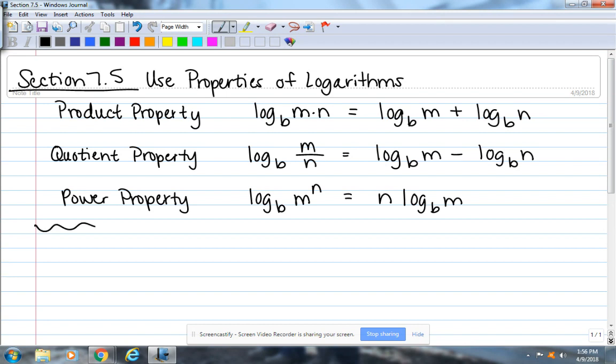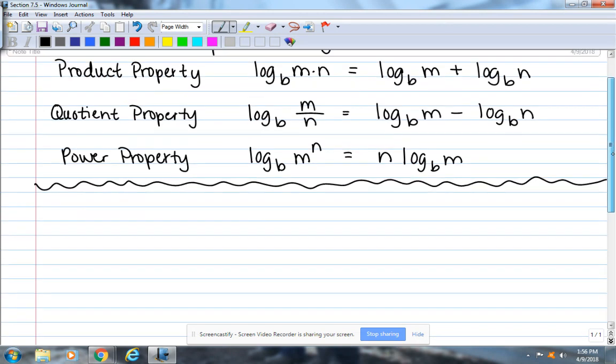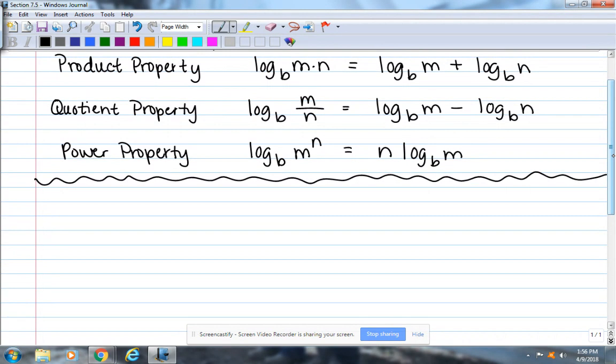The first thing we're going to do with this is they are going to give us a decimal to tell us what they represent, and we're going to expand it using these properties. So they're going to tell us, for example, on this one, to use log of base 4 of 3 is approximately 0.792, and log of base 4 of 7 is approximately 1.404.